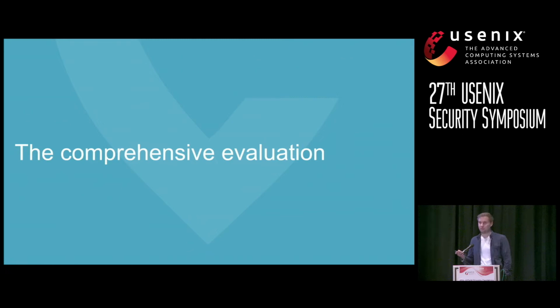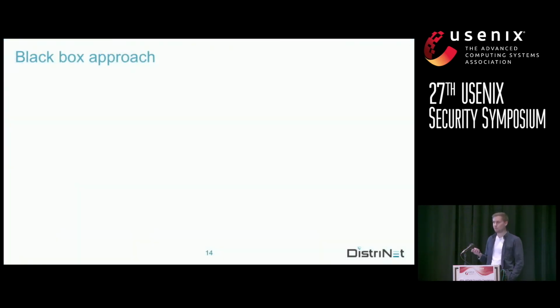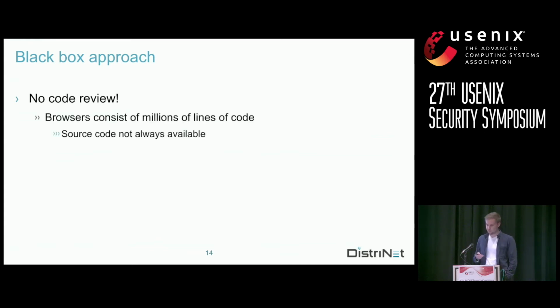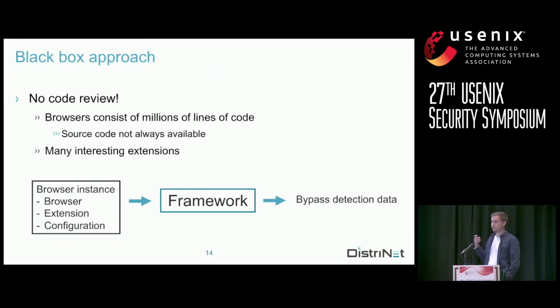So we developed a framework for this, and we went with a black box approach. First reason is we don't have to review any code. And there's actually valid reasons behind this. For example, browsers consist of millions of lines of code, and source code isn't even always available. Also, there's many interesting extensions that we want to test. So in both those cases, we thought that code review would not be that feasible. So this is how we applied the black box approach. We see the browser instance as a black box. It's the combination of a browser, an extension, and a configuration. This is then given to the framework, which will run all tests and eventually output bypass detection data.